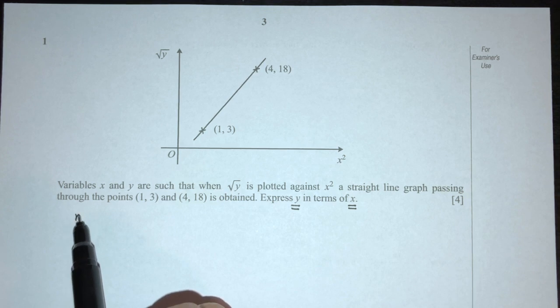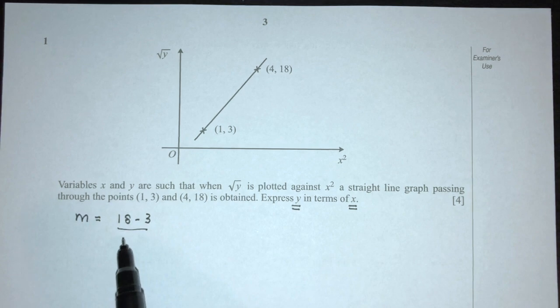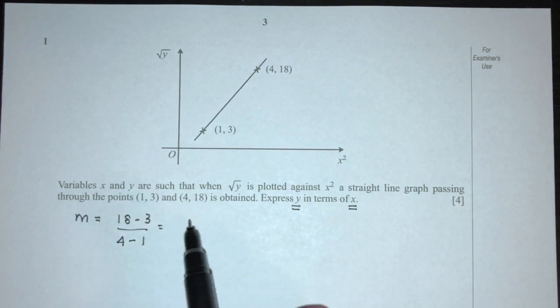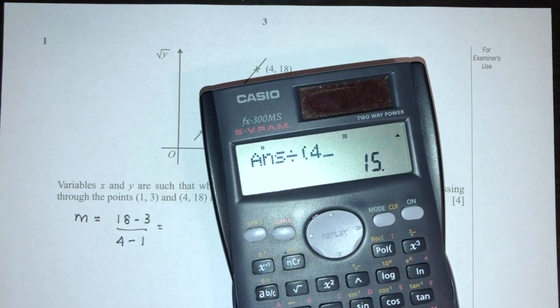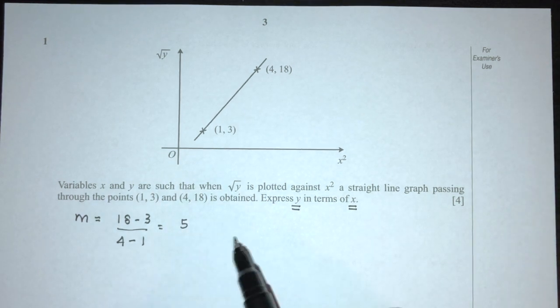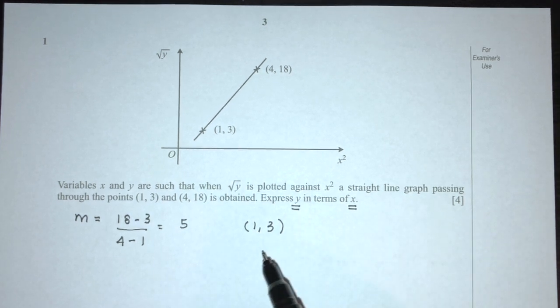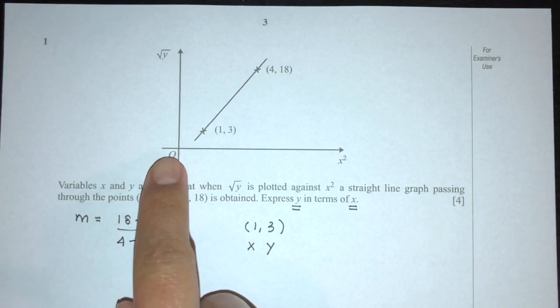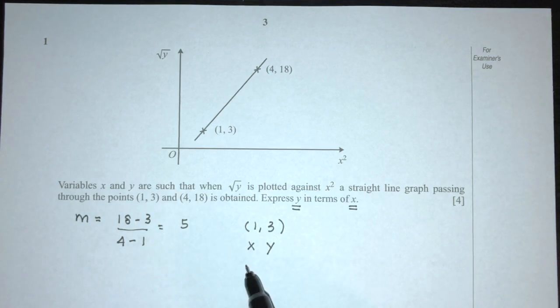So gradient of the line will be y2 minus y1 over x2 minus x1. That will be 18 minus 3 divided by 4 minus 1. That should be 5. So this is my gradient of the line. And now we have a passing point which is 1 and 3. So usually you would write this is your x and this is your y normally, but now because this graph is of root of y against x squared, here you have to write x squared and root of y.